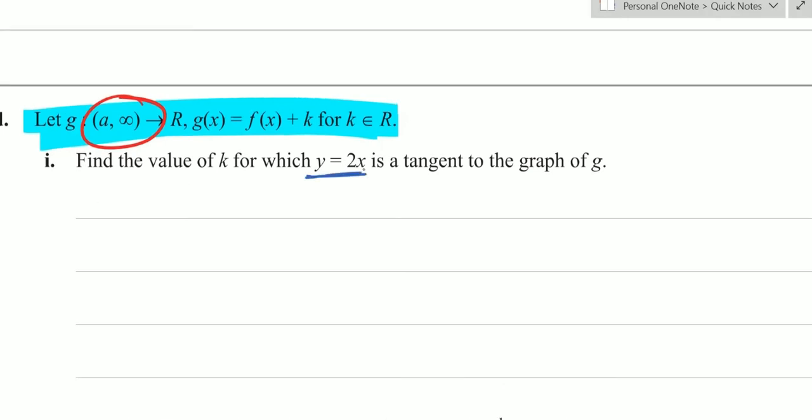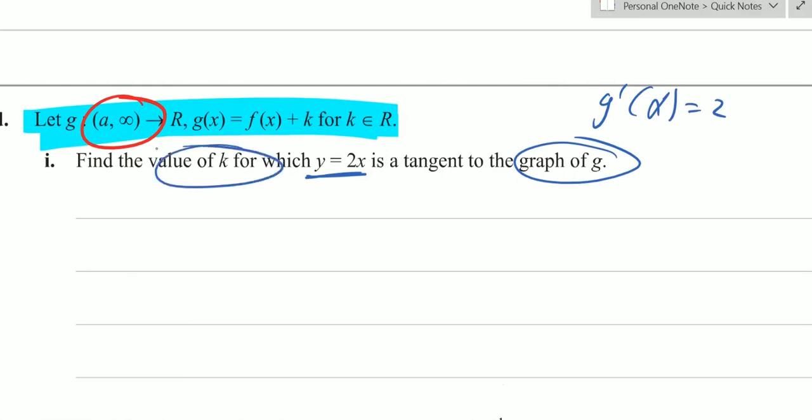If y equals 2x is a tangent, then at one point on the graph, g dash of something, call it alpha, has to equal 2. And we want to know the value of k for which this holds. So you can just observe g dash x is going to be f dash x plus 0, because k is a constant. So you can tell by just having this information, we can't find out what k is, because as soon as we do g dash x, we'll get rid of k.